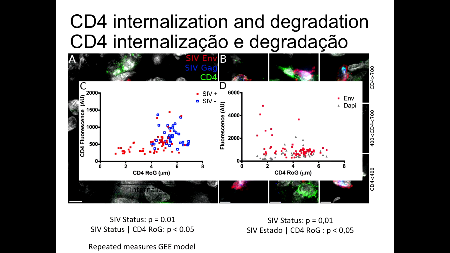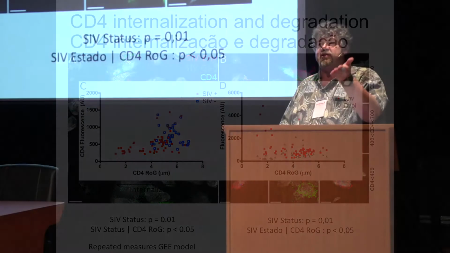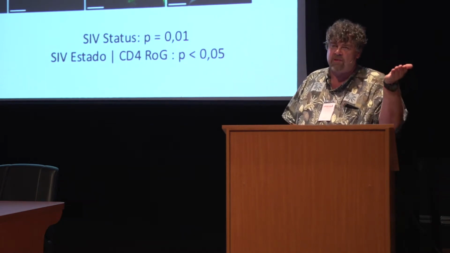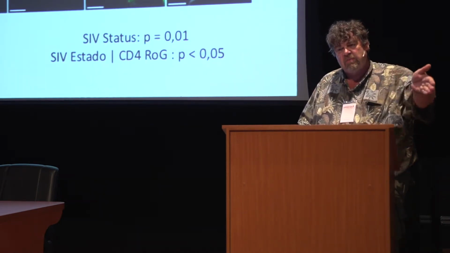We can look at the same cells in a different way, and that's for the expression levels of envelope. The assumption is that the longer the cell's been infected, the more envelope it's going to have expressed. And what we can see is that the more envelope there is, the more shifted the radius of gyration of the CD4. So again, this isn't the perfect experiment, but it's consistent that the longer the cell's infected, the less CD4 there will be, and the more it's going to be internalized.